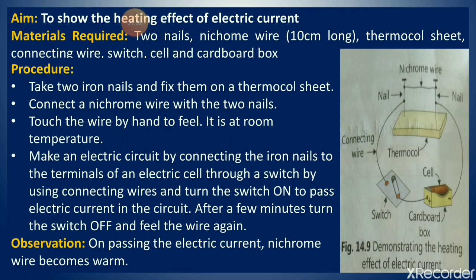Then we have to turn on the switch. You can see in this image the switch is in off condition. When we turn on the switch, electric current will start flowing in this circuit. After a few minutes we will again switch off the circuit, and again touch the nichrome wire. Now, when we touch the nichrome wire, we will feel that it is too hot. Why? Because on passing the electric current, the nichrome wire becomes too hot.